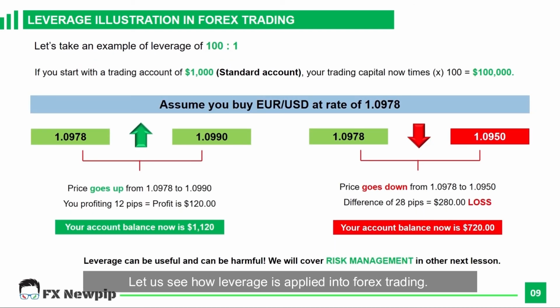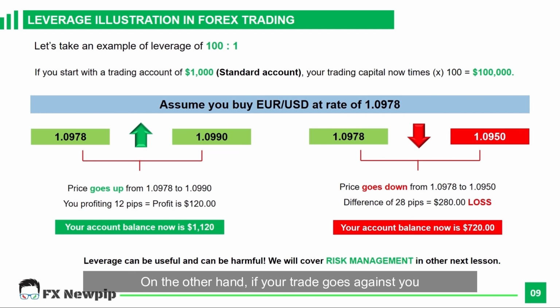Let us see how leverage is applied into Forex trading. Let's say you want to start with a trading capital of $1,000, a standard account, with a leverage of 100 to 1. Your trading account is now able to trade a size of 100,000. On the left, assume your trade goes as what you analyzed and the price goes up from 1.0978 to 1.0990. You are profiting 12 pips, which is equivalent to $120. Your account balance now is $1,120, which is equivalent to 12% returns.